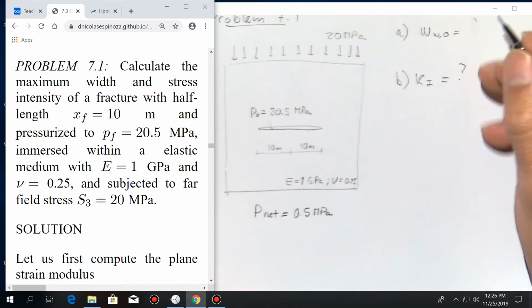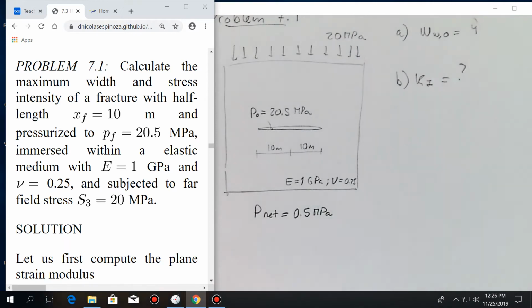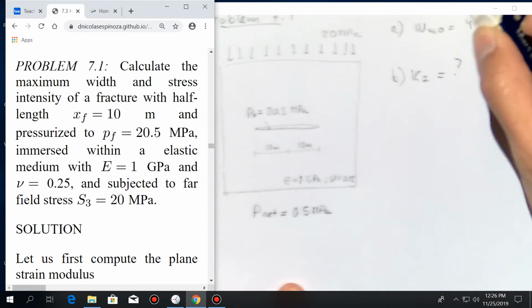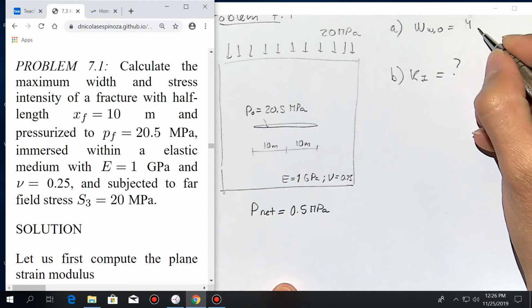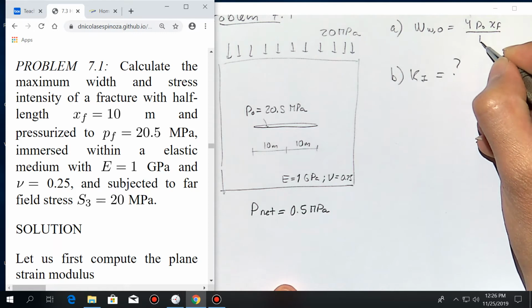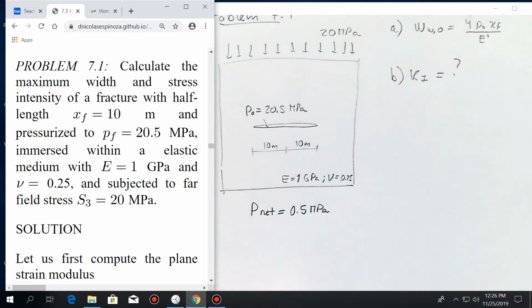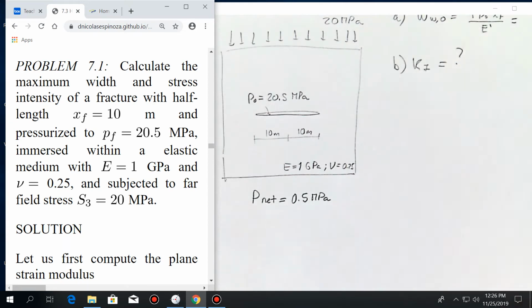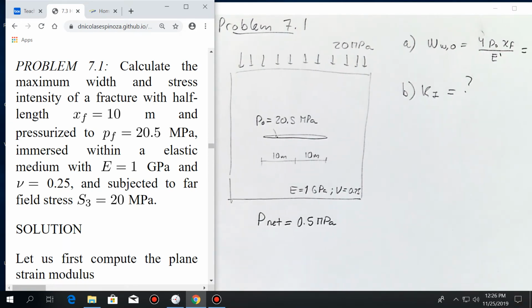And then the width is going to be 4 times pressure times fracture half length divided by the plane strain Young modulus. Right? If I remember correctly, that's the equation. And probably here we can also calculate what is a plane strain Young modulus. I'm sorry, the plane strain modulus, not plane strain Young modulus, just plane strain modulus. Anyone calculated that one?